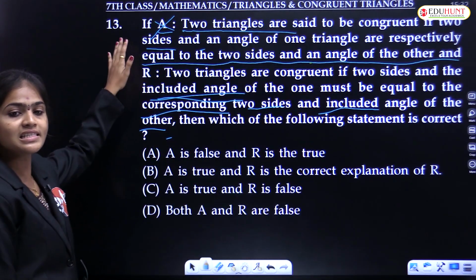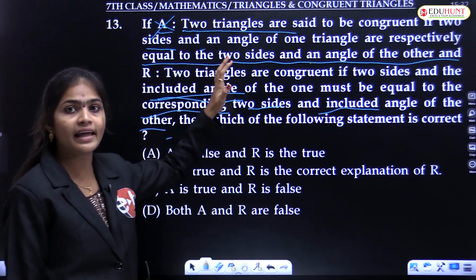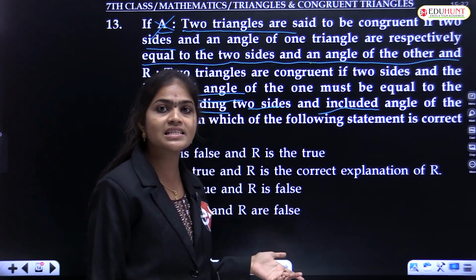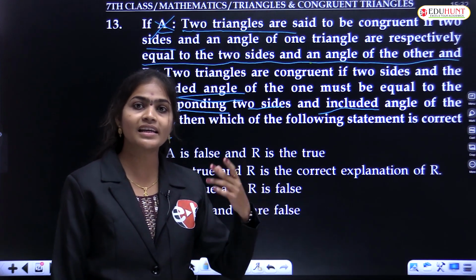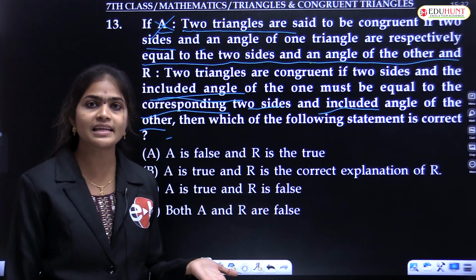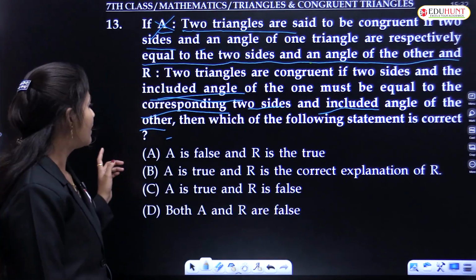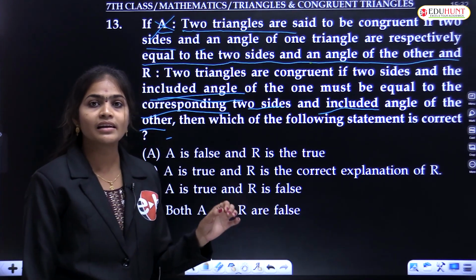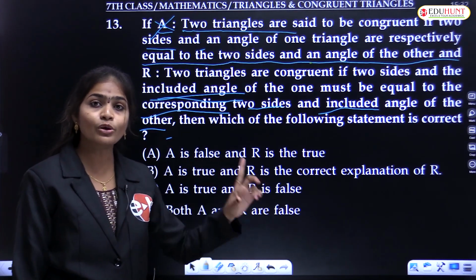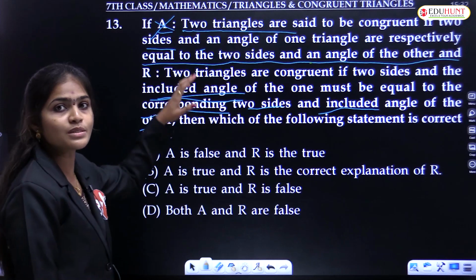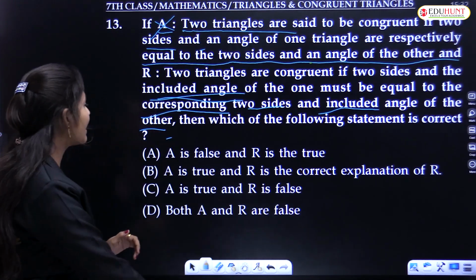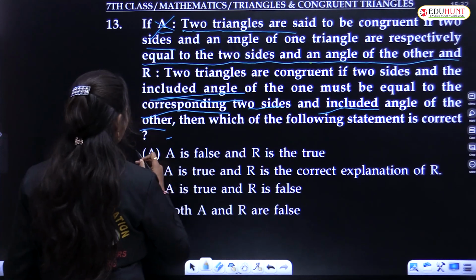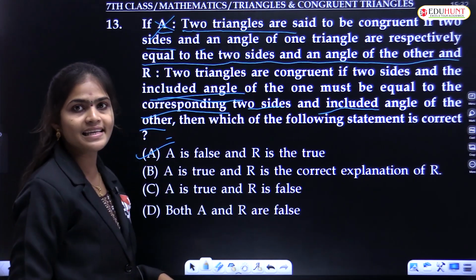So in that first statement they didn't give the included angle, only an angle. How can we say that those two angles are equal? Is the included angle equal or not? How can we say that? So SAS congruency means what? Two sides and its included angle must be equal, no? So that's why here the assertion is wrong, but the reason is correct. So here A is false and R is true. So option A is correct here.